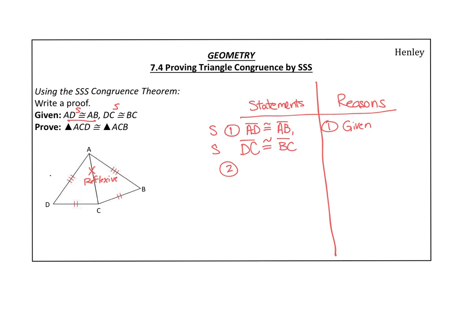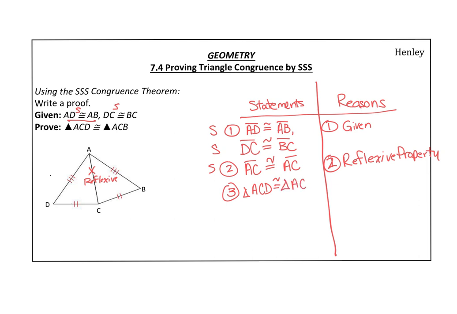Now, our third one is that AC is congruent to itself, AC. And that is the reflexive property. And that actually gives us our third side. So our final statement is what we're trying to prove, that triangle ACD is congruent to triangle ACB. Our reason for that statement is the side-side-side congruence theorem. You can label that just SSS.